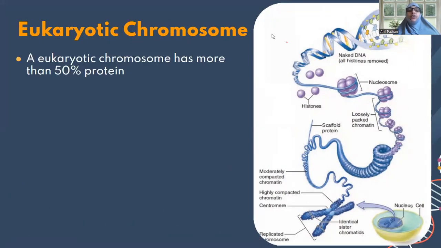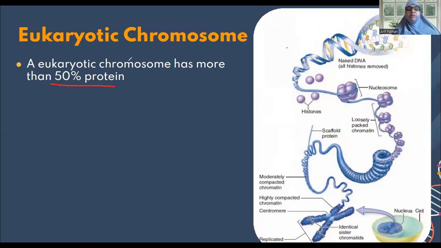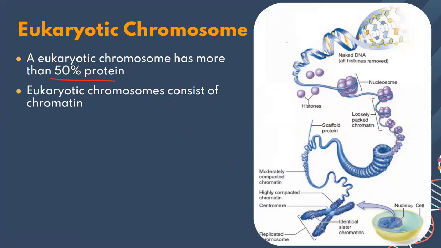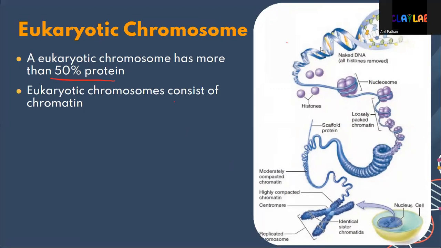Okay, so a eukaryotic chromosome is approximately 50% proteins. Because as you see in the picture, this coiling and supercoiling will require certain support, certain substance, around which it can be wound.